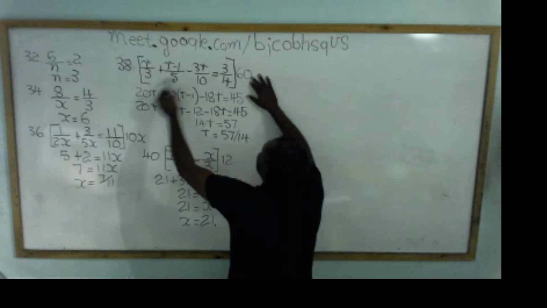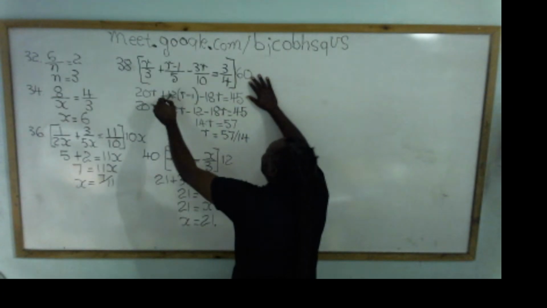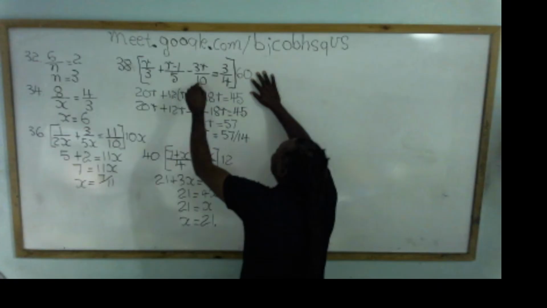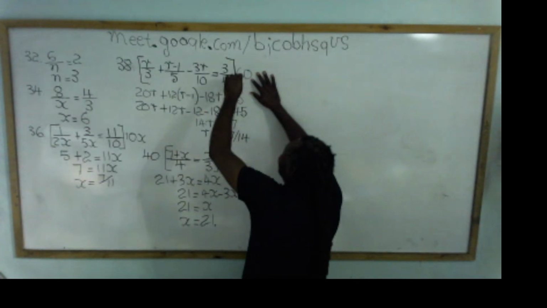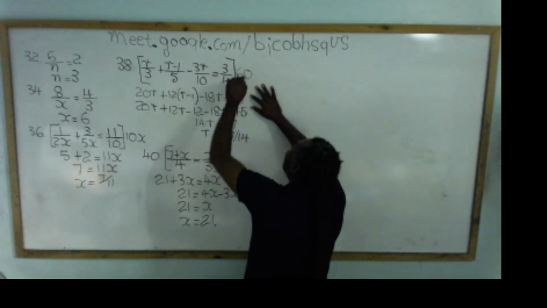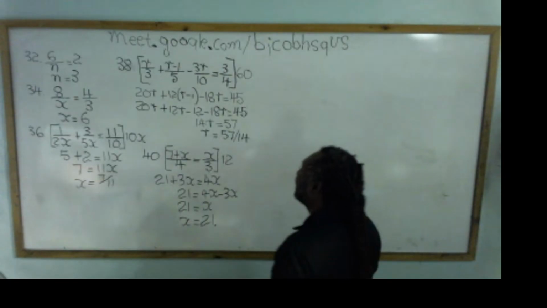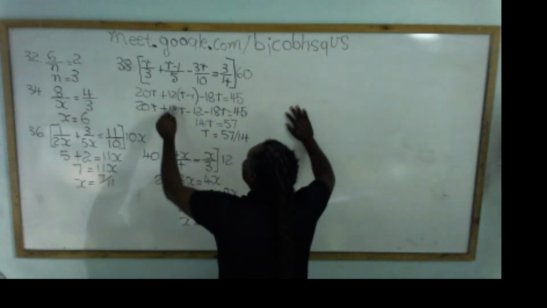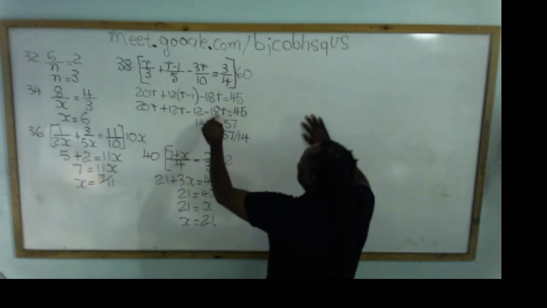3 into 60 is 20. 20 times r is 20r. Then 5 into 60 is 12. And 12 is going to multiply r minus 1. Then 10 into 60 is 6. 6 times 3 is 18. Then 4 into 60 is 15. Then 3 times 15 is 45. Now, 12 times r is 12r. 12 times negative 1 is negative 12. And then this 18 will go back, and the 45 also.